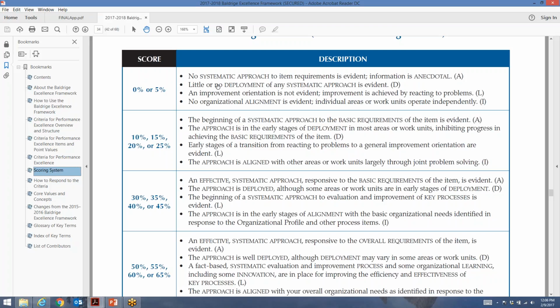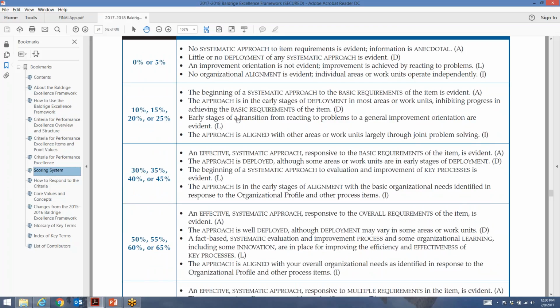But notice the language in these descriptions. So at the 0 to 5 range, here an examiner team, if you scored here, they'd be telling you that you don't have any systematic approach to the item requirements. And so again, that's rare. We don't see a lot of folks in that category. So no systematic approach. Well, we get in the 10 to 25 range, and now we've got the beginning of a systematic approach to the basic requirements. And I'm going to show you, keep that in mind, basic requirements. So beginning of a systematic approach to the basic requirements.